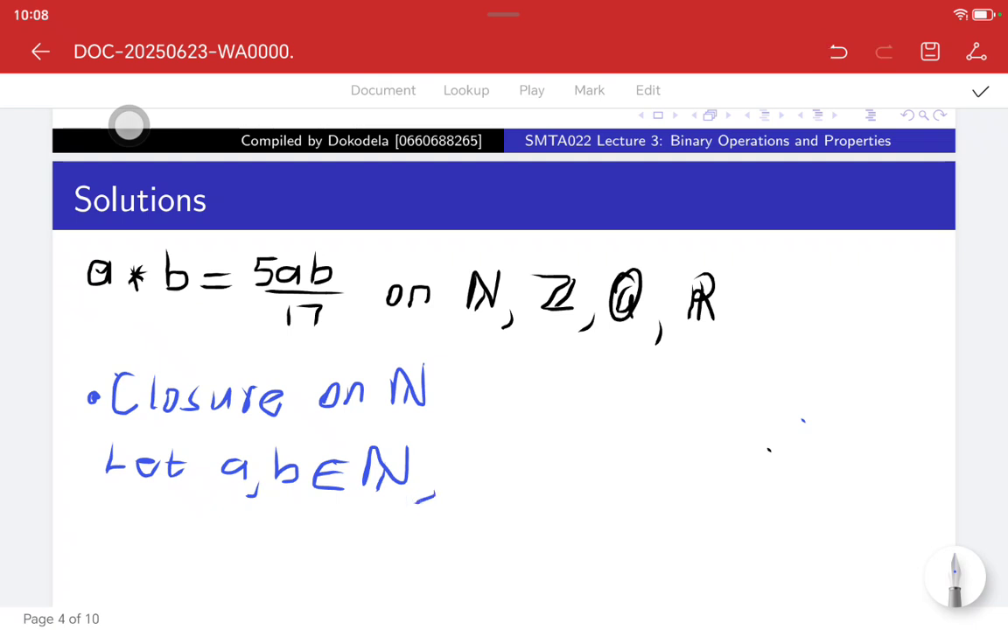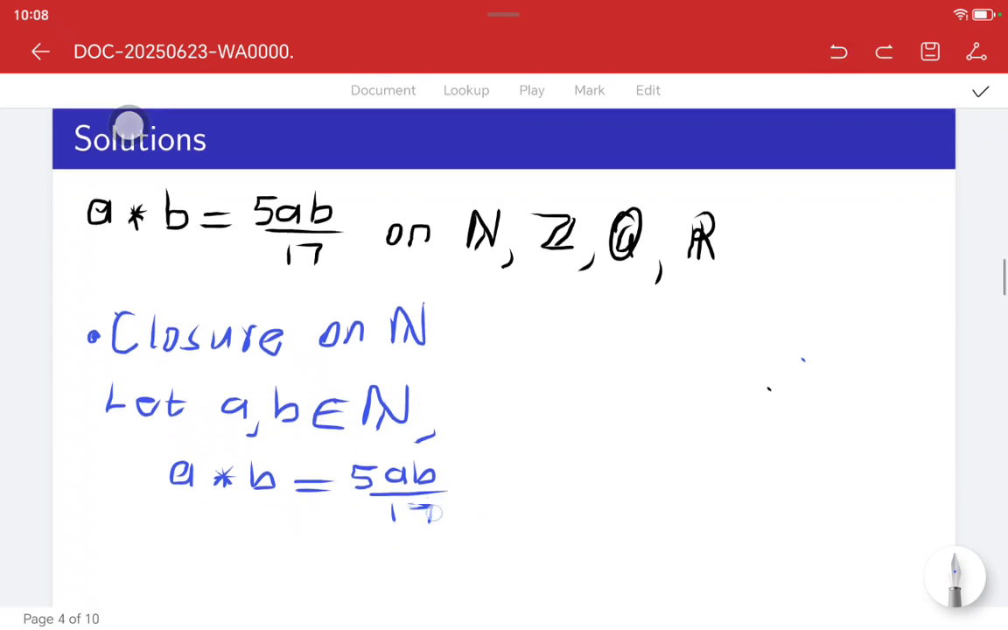Since I took this, I applied the binary operation. I say that now, if I have A star B, according to this it's supposed to be 5AB over 17. So I ask myself, is this an element of a natural number? You can tell me, do natural numbers have denominators? Are they in rational form? Natural numbers? No. So it means that this will not be an element of a natural number.